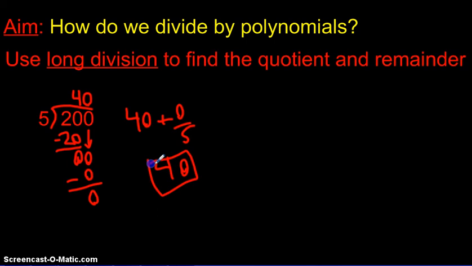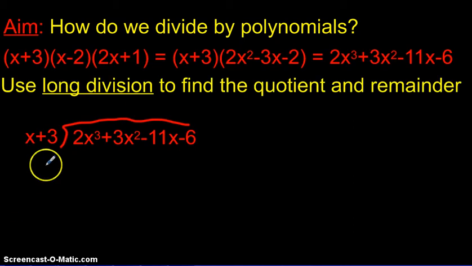But there's often going to be some really strange remainders when it comes to actually dividing polynomials, so it's good to see what they look like as numerical examples. So let's go take a look at one of those polynomial examples. Alright, so we're going to do the same thing. We're going to use long division to find the quotient and remainder.